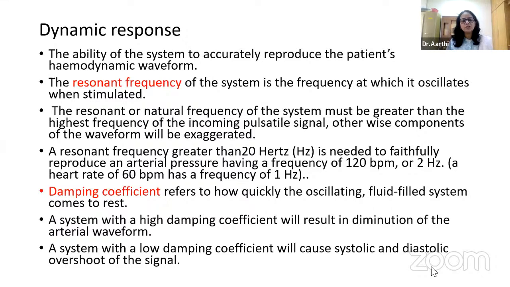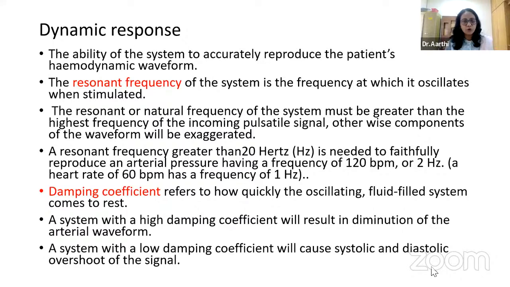The resonant frequency of the system is the frequency at which the system oscillates when it is stimulated. The resonant frequency is also called the natural frequency of the system, and it has to be greater than the highest frequency of the incoming pulsatile arterial blood pressure signals. Otherwise, the waveforms will be exaggerated or damped. So for example, if the natural frequency is greater than 20 Hertz, which is normally what we expect, it can faithfully reproduce the arterial pressures with heart rates between 120 to 60 beats per minute, that is between 2 Hertz to 1 Hertz.